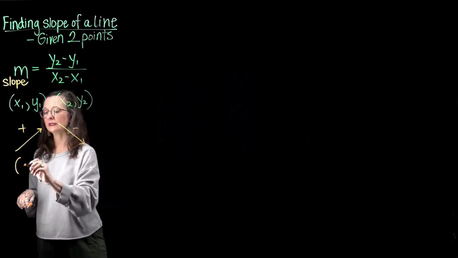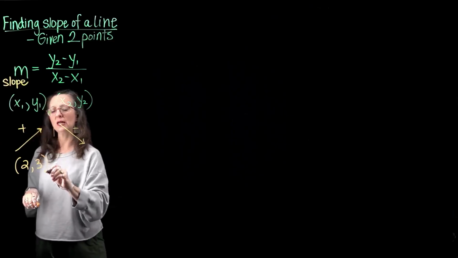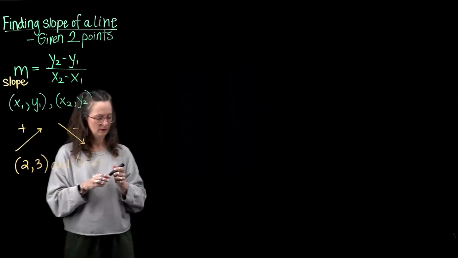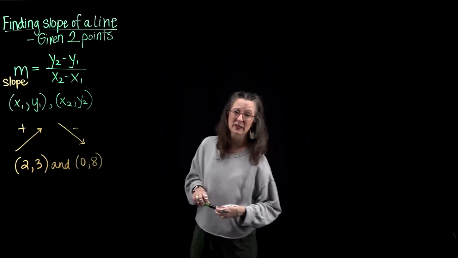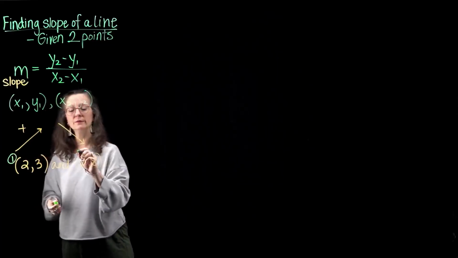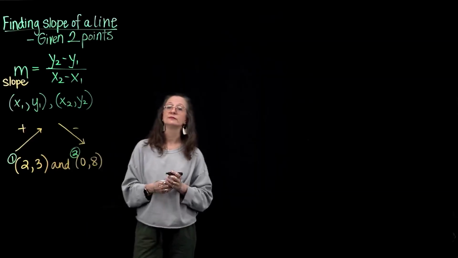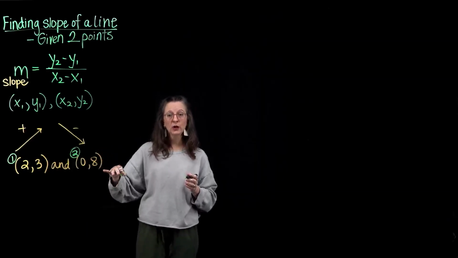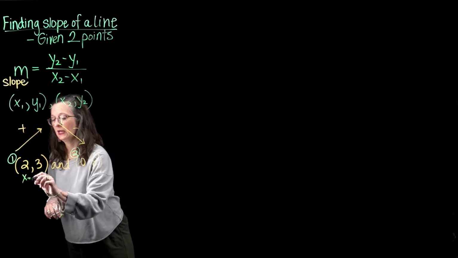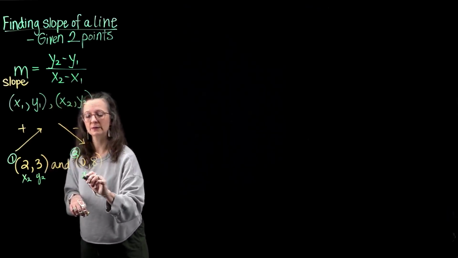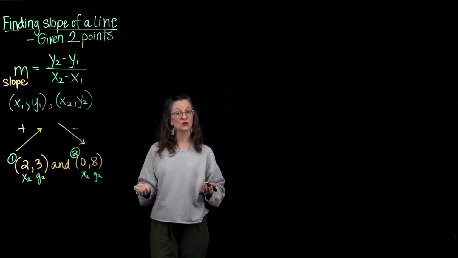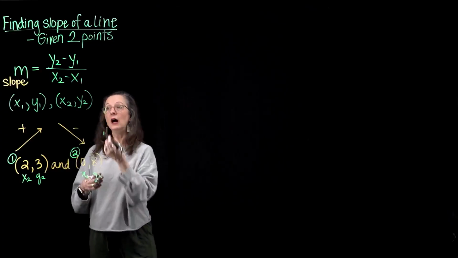So if I have 2 points, and I'm going to say I have the points 2, 3 and 0, 8. Truth is, I can choose either one of these to be point 1 or point 2. Doesn't matter. I'm going to say the first one is point 1 and the second one is point 2. And I'm just going to write below the coordinates x1, y1, x2, y2. And I do that just to keep myself organized.